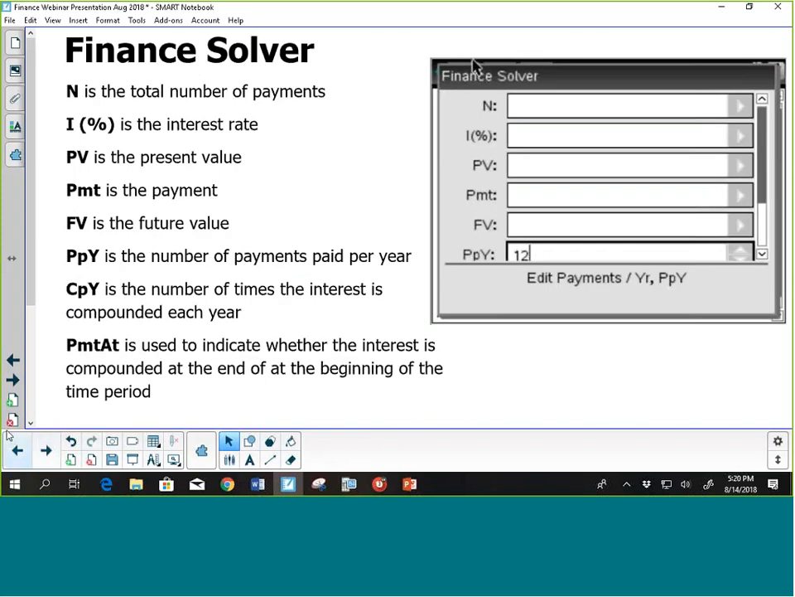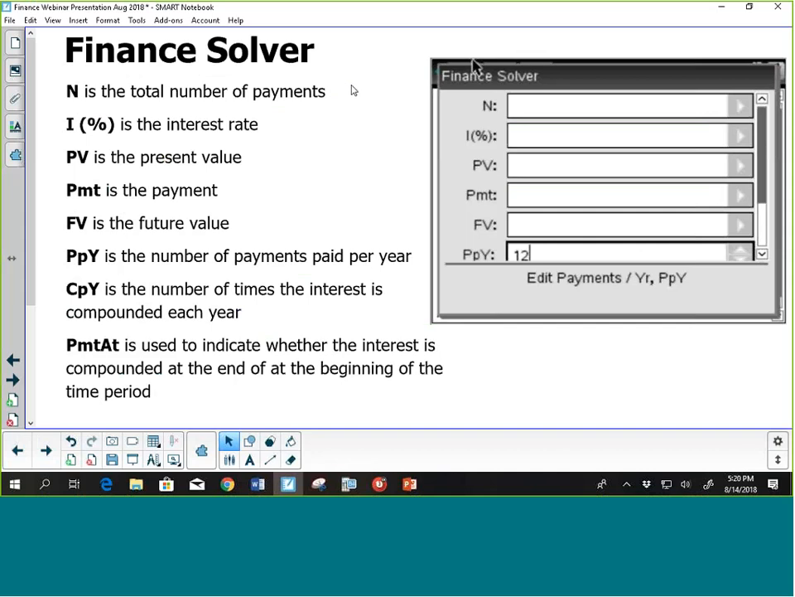I just want to make sure that you might need to explain what these variables are to your students. Here's a little graphic about that. We have N as number of payments, and that's why we do the calculation per month.